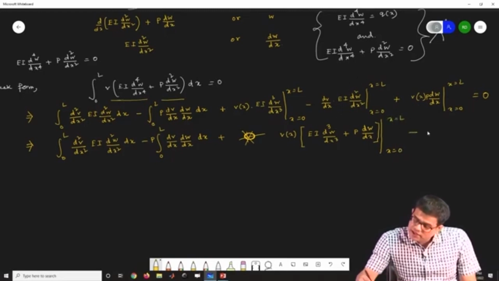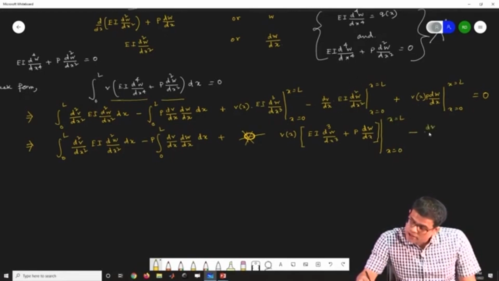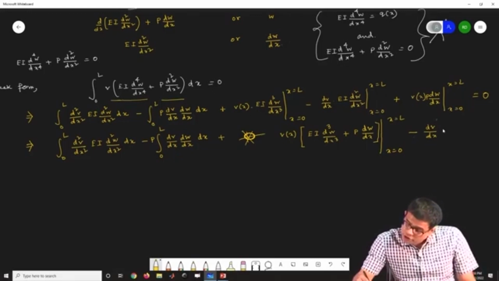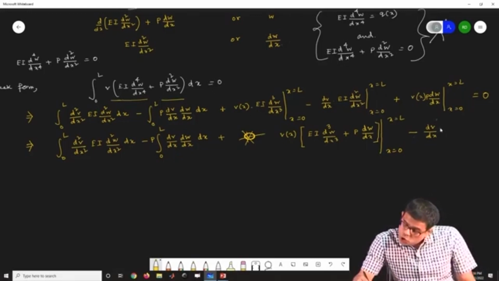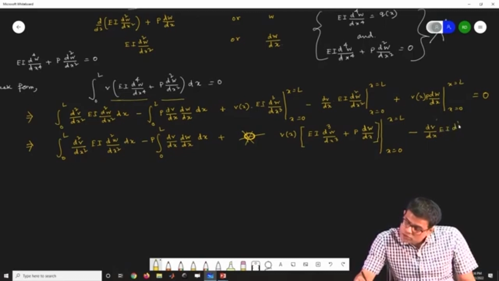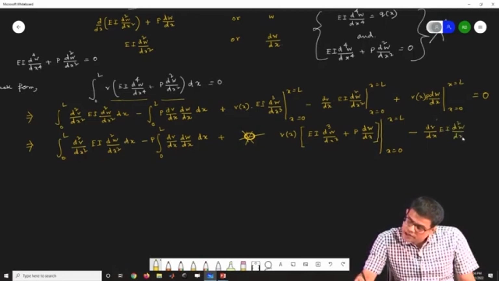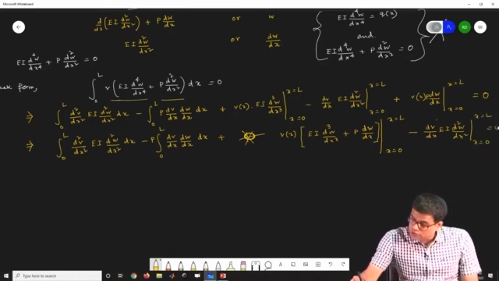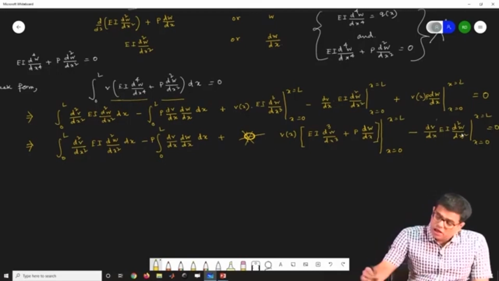Then here there is that standard slope term, and if you remember, these boundary conditions are coming from here. So this is d²w/dx², at x equals 0 and x equals L, and this is equal to 0. So these are the boundary terms.